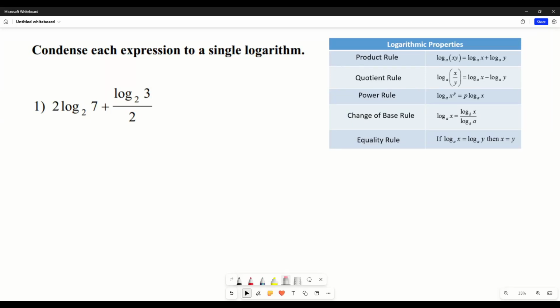For this video, we're going to be condensing and expanding logarithms. For the first part, we're going to be condensing a logarithm. When you think of the word condense, we're thinking about making something smaller, or something big into something a little bit smaller. So that's how I like to think about condensing a logarithm.